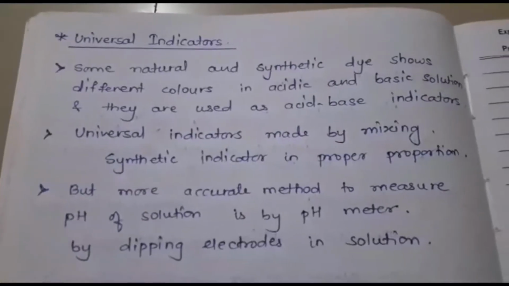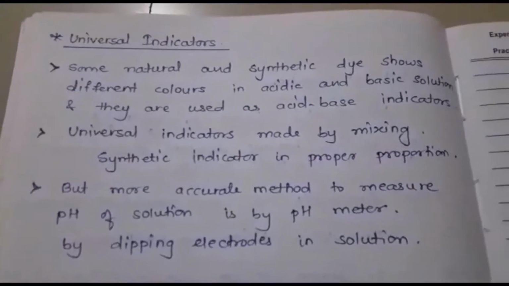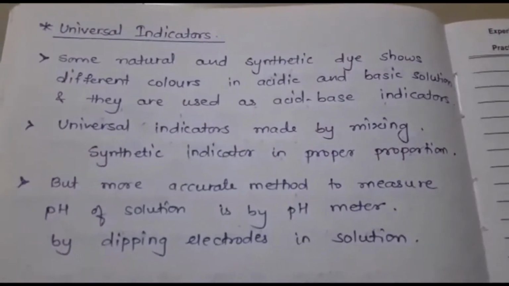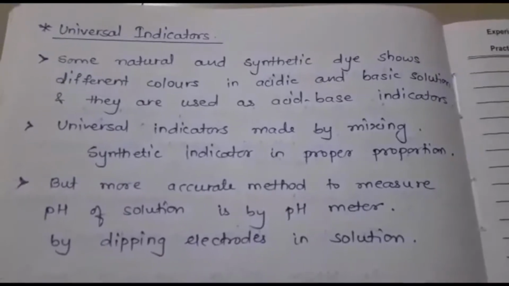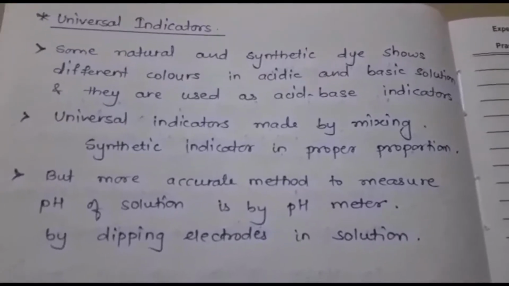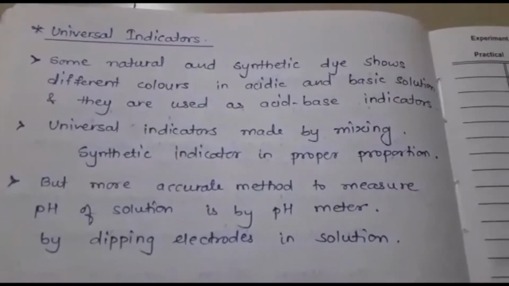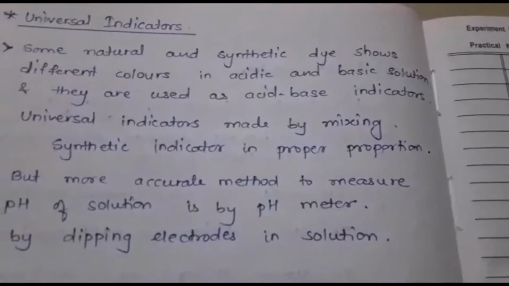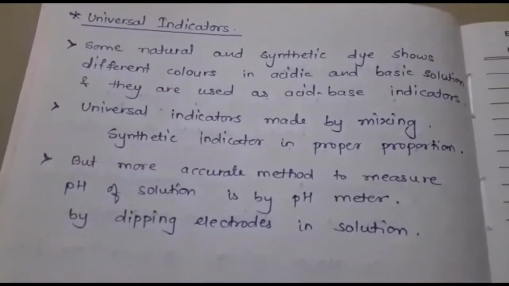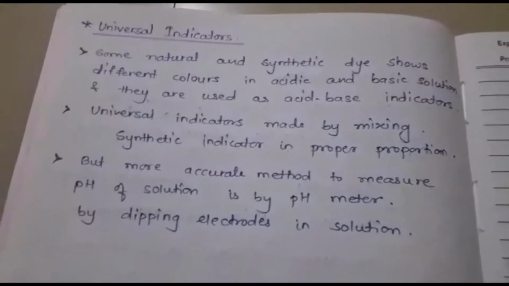Our next topic is universal indicators. So what do we mean by universal indicators? The indicators which are made by mixing synthetic indicators in proper proportions. So what are synthetic indicators, and what are natural indicators? There are two types of indicators we are going to see. Natural indicators consist mainly of turmeric, beetroot, rose petals and many other things. And synthetic indicators are phenolphthalein, methyl orange. Like this we are going to see.